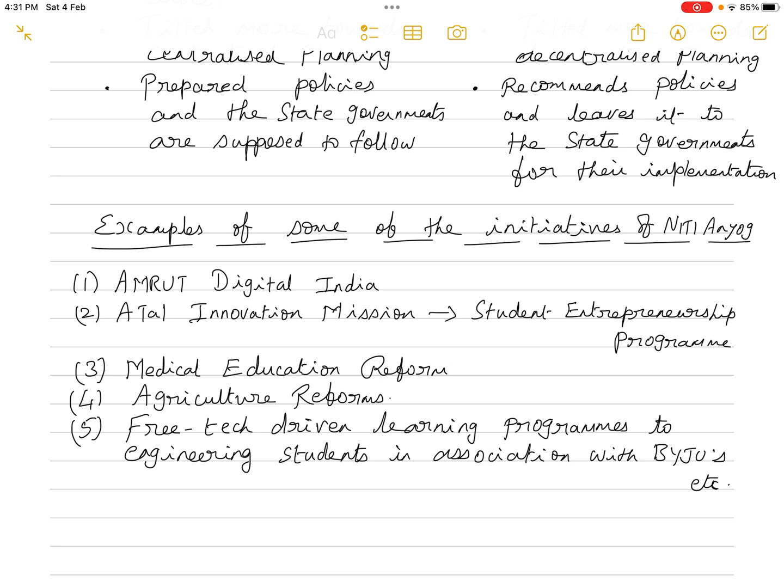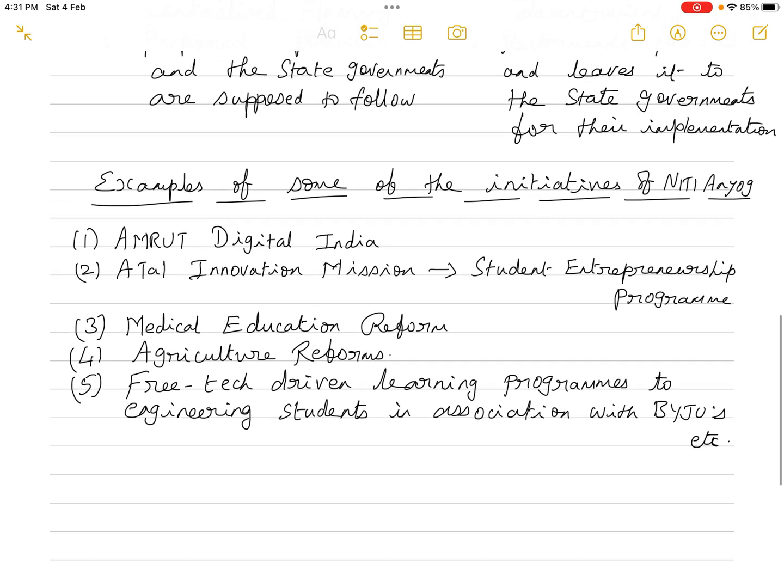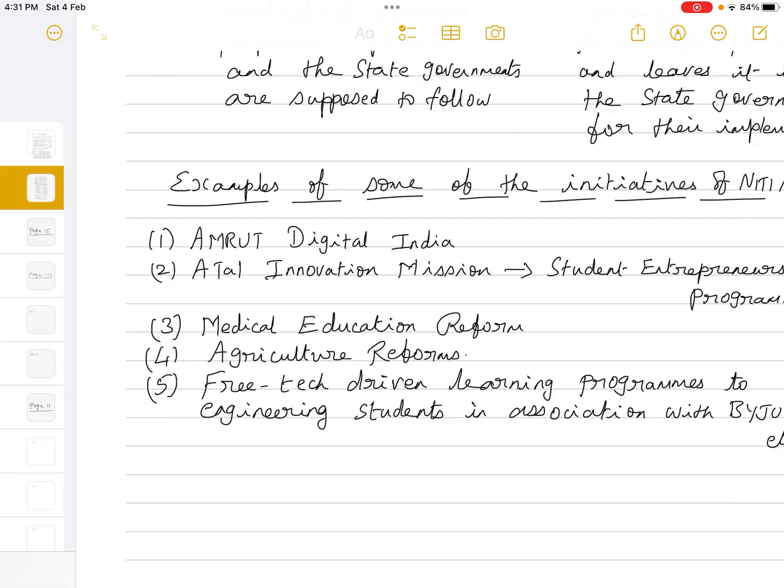Okay. And I'm just giving you some of the initiatives of NITI Aayog, some of the policies or strategies recommended by it. The first one, Atal Innovation Mission and Digital India. Under that, NITI Aayog encouraged the student entrepreneurship program. Different programs and courses are conducted for students to become entrepreneurs themselves. Also medical education reforms, agricultural reforms especially in the marketing area, and free tech-driven learning programs for engineering students in association with Byju's, etc. These are just some examples of the initiatives and policies undertaken by NITI Aayog. As I said, it recommends policies and initiatives, and it is up to the state government to either follow and implement them, or leave them.